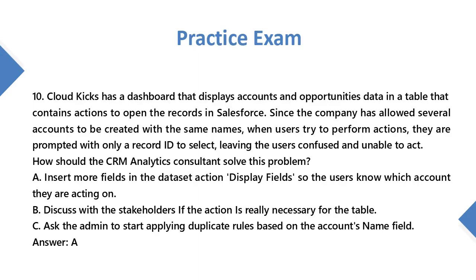A. Insert more fields in the dataset action display fields, so the users know which account they are acting on. B. Discuss with the stakeholders if the action is really necessary for the table. C. Ask the admin to start applying duplicate rules based on the account's name field. Answer: A.